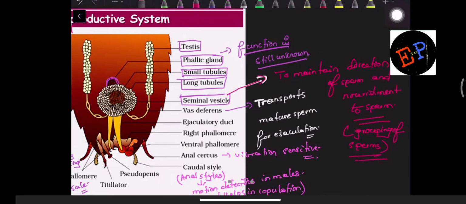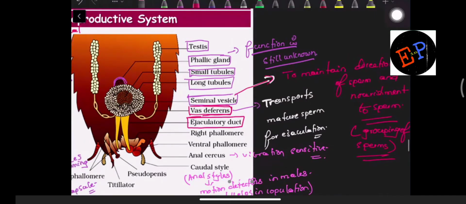Okay. Then we have vas deferens. What is the purpose of this vas deferens? This is just a transporting tube. That's it. At the time of ejaculation, the sperms will travel through this vas deferens and they are ejaculated. That is the purpose of vas deferens. Clear? Then we have the ejaculatory duct. This is the pipe through which sperms will be ejaculated from the male cockroach.